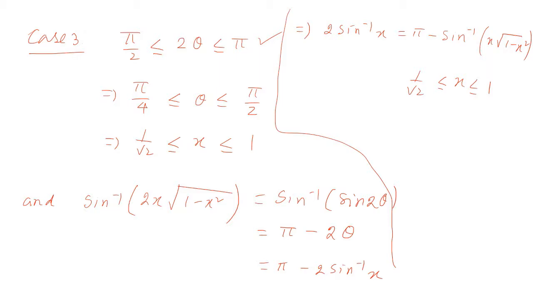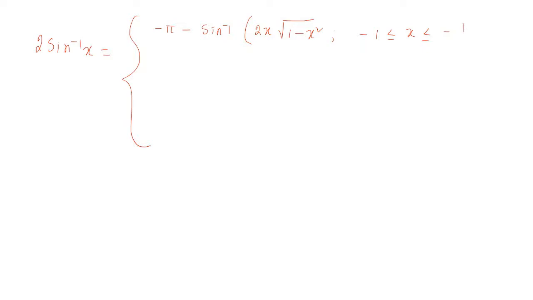And so finally I can write 2 sine inverse x is equal to, it can be written in 3 different ways. The first way is minus pi minus sine inverse of twice x into root over 1 minus x square, when the condition was what? When minus 1 less than or equal to x less than or equal to minus 1 upon root 2. This is the first condition.